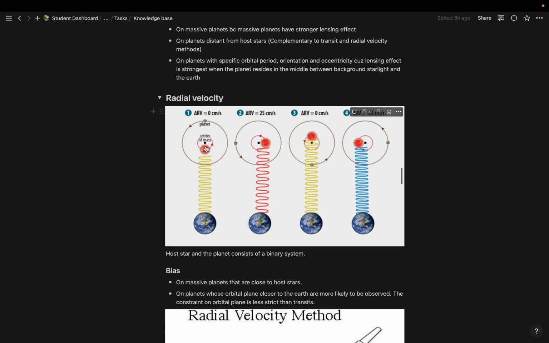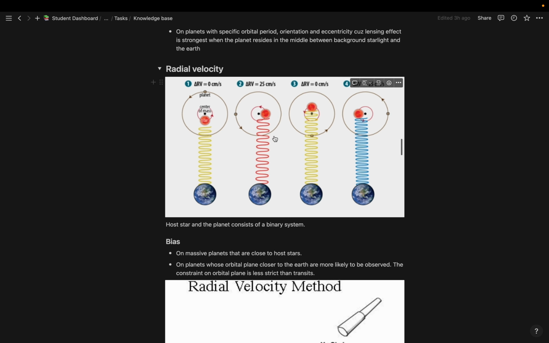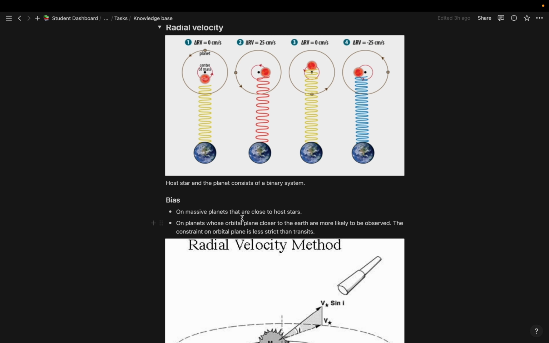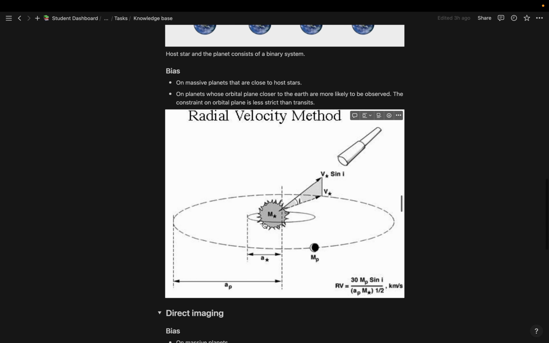star actually form a binary star system, when the star moves closer to the Earth, it will compress the wavelength, which means the wavelength gets shorter, a blue shift. On the other hand, when the star moves away from the Earth, the wavelength gets stretched, a redshift. So based on the spectrum of the host star, we can determine the existence of exoplanets. It also has a bias toward massive planets that are close to host stars. It also has a bias on orbital plane orientation.